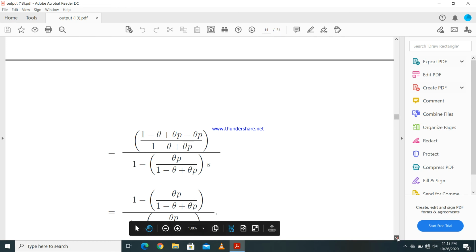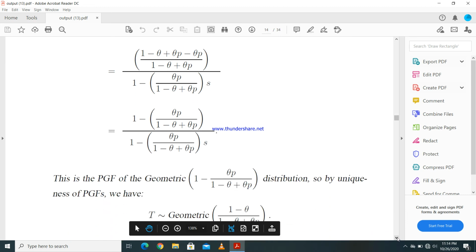Right? So if you write it in the proper way, you have 1 minus theta p divided by 1 minus theta plus theta p. The whole thing you have to divide by 1 minus theta p into 1 minus theta plus theta ps. So this is now like the probability theta. So this is like 1 minus theta divided by 1 minus theta s. So it shows you the characteristics of the geometric distribution where theta is this one. Right?